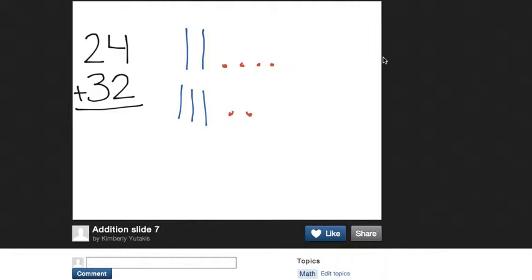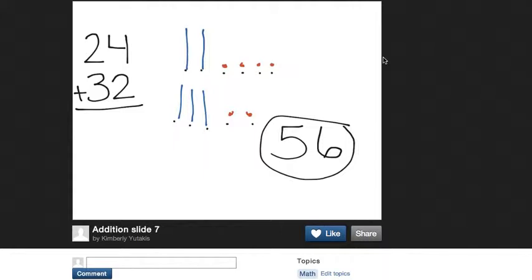And now it's as simple as just counting each of those type of blocks. So I have 1, 2, 3, 4, 5 tens, which is telling me I have 50. And I have 1, 2, 3, 4, 5, 6 ones. So altogether, I have 56.